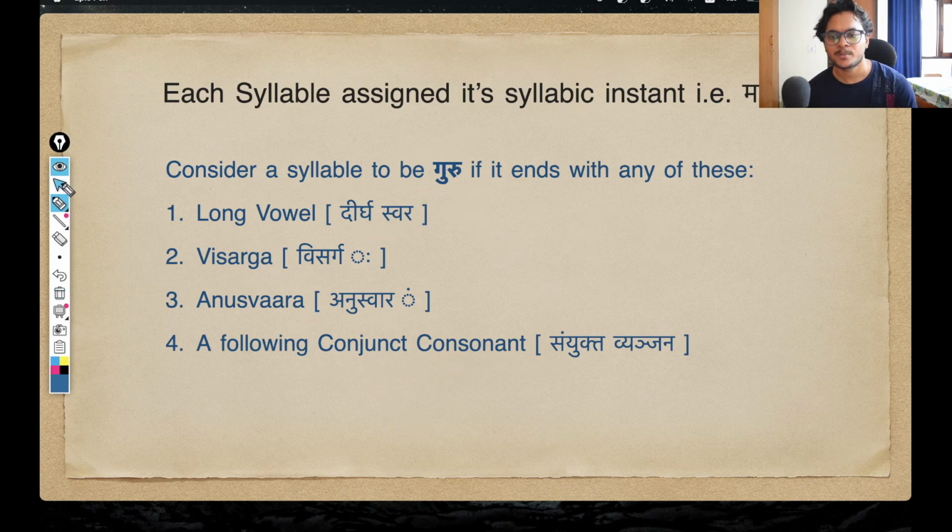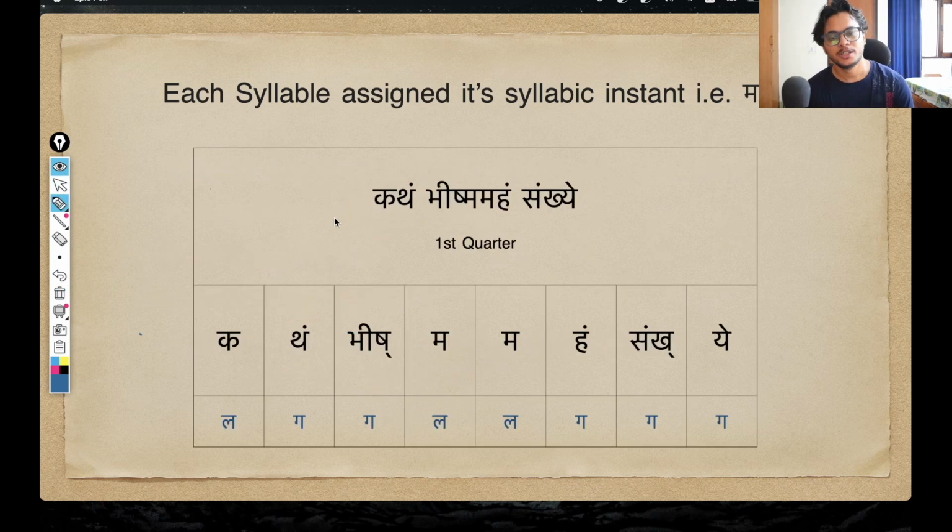So now let us practice this in our shloka. We have already taken the pada and broken it down into syllables. Now it is just a matter of seeing each syllable and identifying it as either la or ga. La here means laghu, short, and ga here means guru, long.